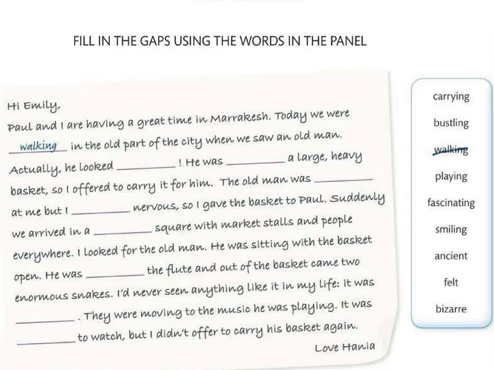I looked for the old man. He was sitting with the basket open. He was playing the flute. Flute is a musical instrument like the pipe. He was playing the flute, and out of the basket came two enormous snakes. Two big, big, big snakes. Okay, enormous, meaning very big.